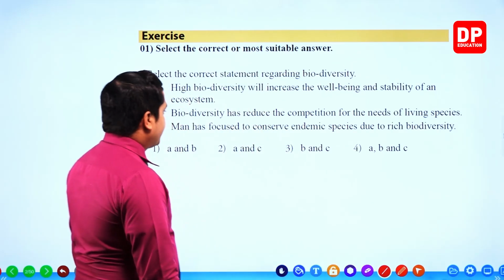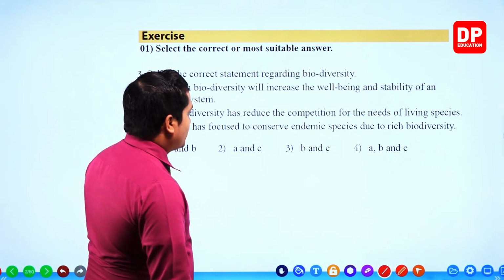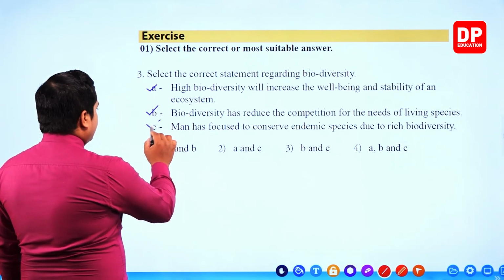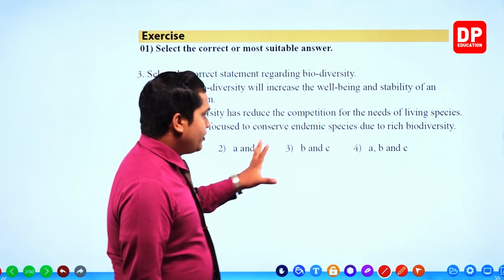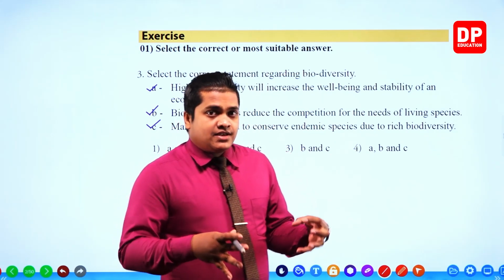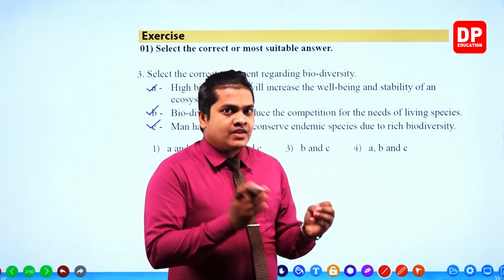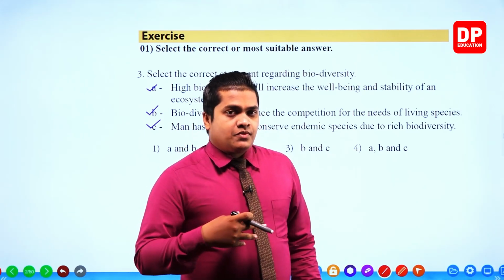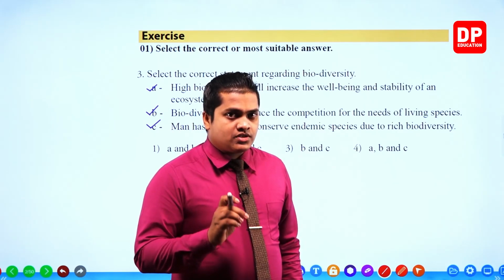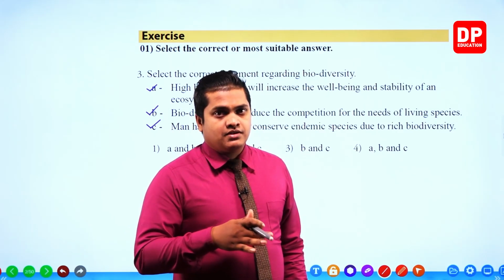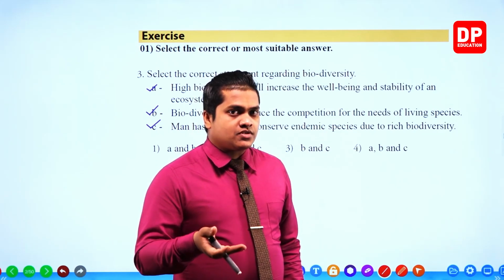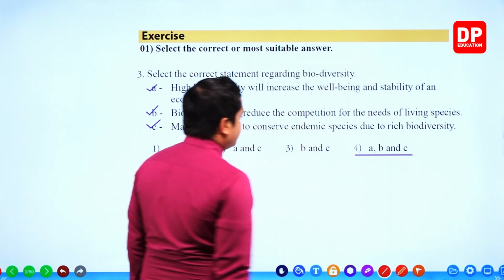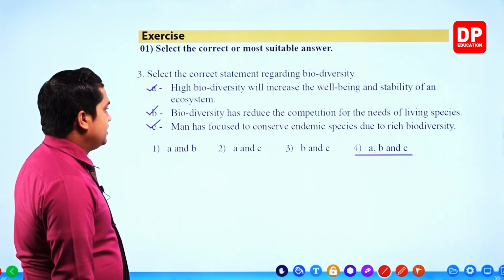Okay. Next one. Man has focused to conserve endemic species due to rich biodiversity. Once again correct. Due to having rich biodiversity in a population dense area, these are also called hotspots. So in those hotspots, man has focused to conserve these biodiversity areas. So this is correct. So my dear children, all of these things are correct.